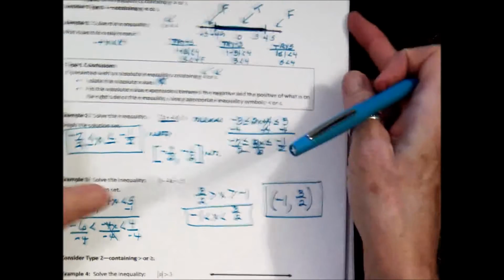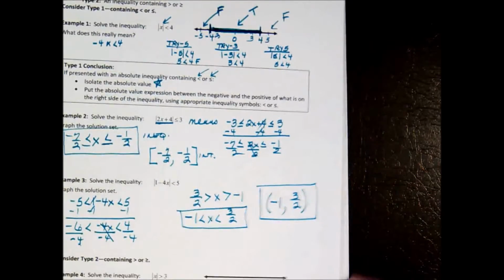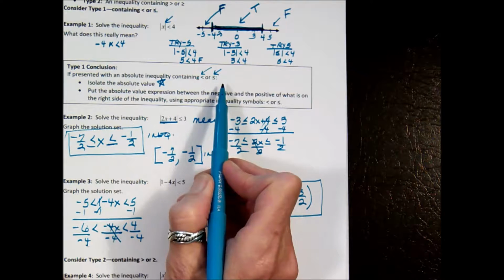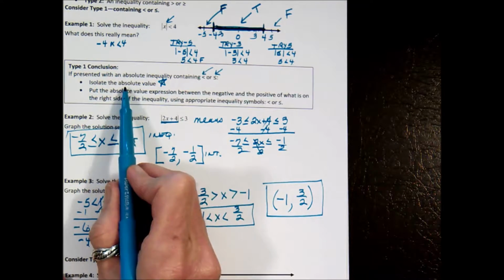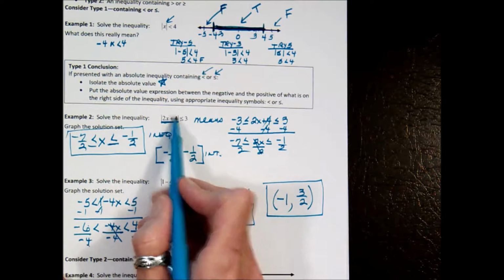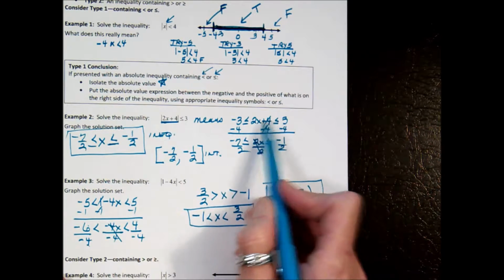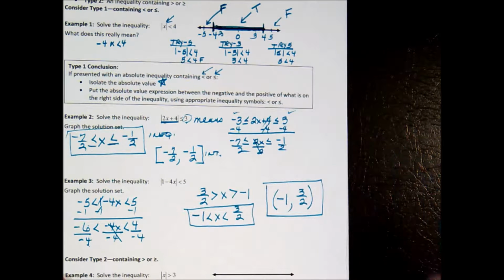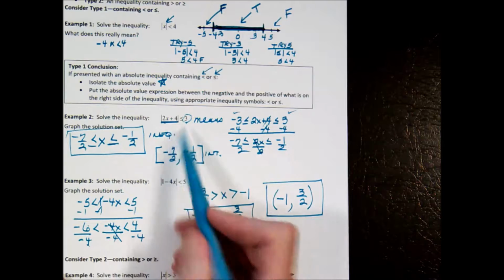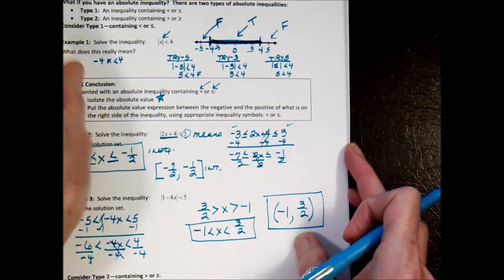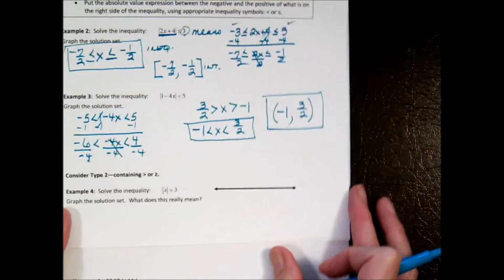So just to sort of recap the type 1. Type 1 is when you have a less than or equal to. You isolate the absolute value. That was already done for you on the 2 examples. What was in the absolute value goes in the middle, and then whatever is here, the positive goes here of it, the negative goes here, and you keep your symbol as less than. All right, that is quite a bit easier than when we have a type 2.